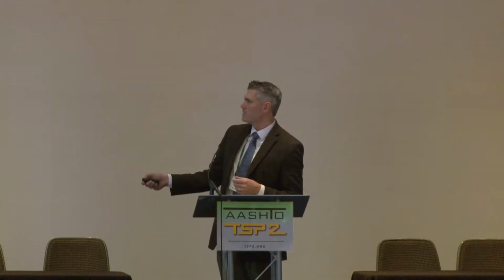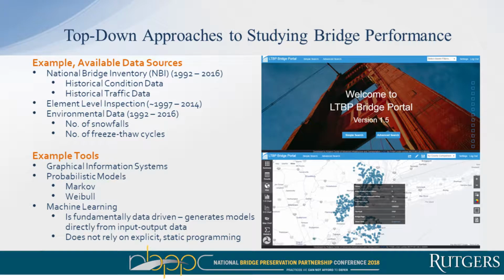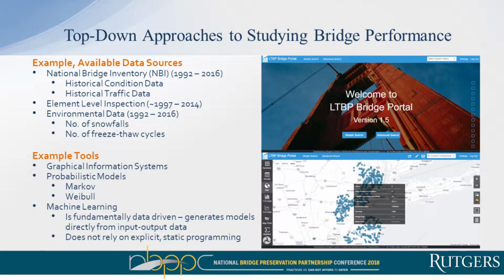So these top-down approaches, right? I think everybody's familiar with the Long-Term Bridge Portal. That's one example. I was walking around some of the exhibits. There's a lot of these out there now, a lot of bridge management systems. So the typical data that gets used here, obviously NBI, more and more now element level data. Some states have been collecting that for some time. Environmental data, number of snowfalls, freeze-thaw events, et cetera. The key here is that the data really has to be available comprehensively, right?